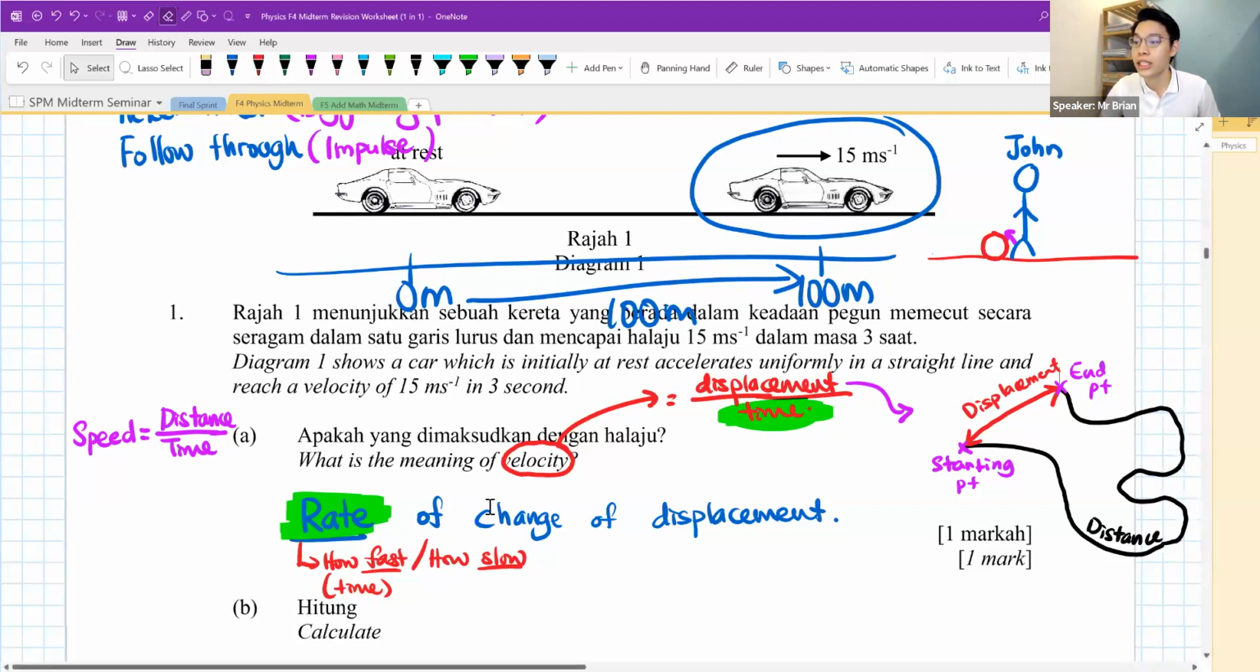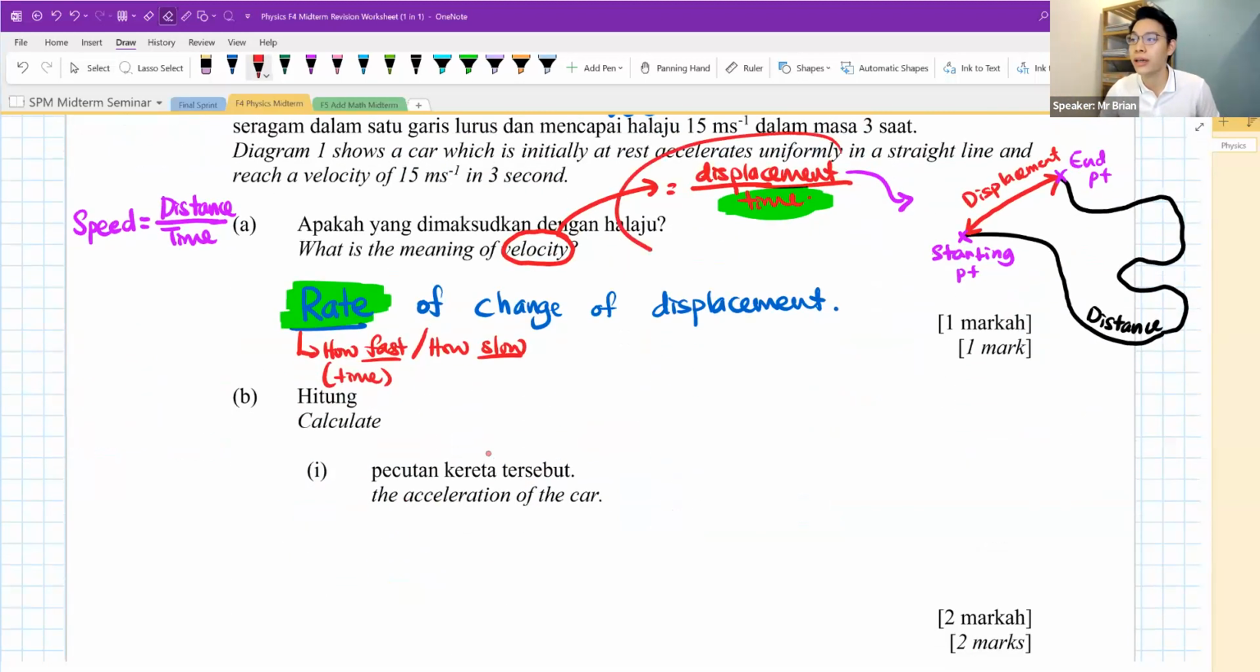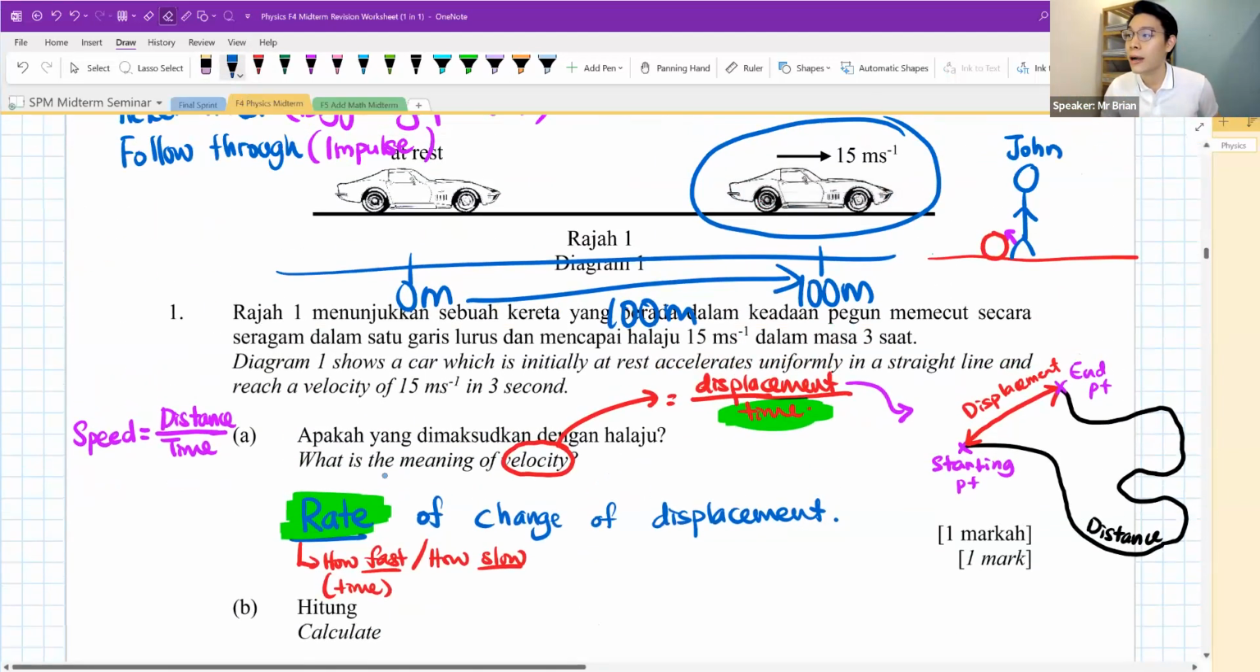So rate of change of displacement, really it just comes from the formula. You know the formula, you should be able to write it out in words, right? So don't burden your brain so much. Don't go and memorize everything. It doesn't work like that. Try to understand. Now let's go and find out the acceleration of the car.